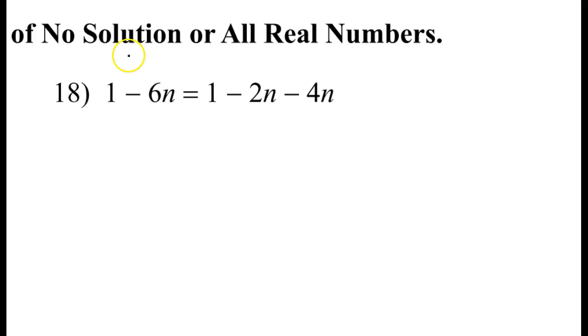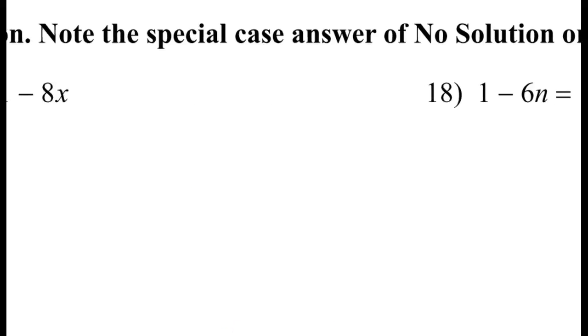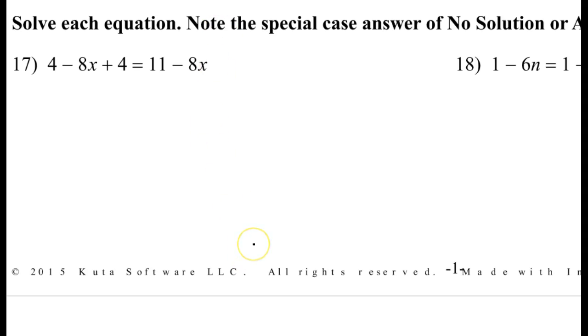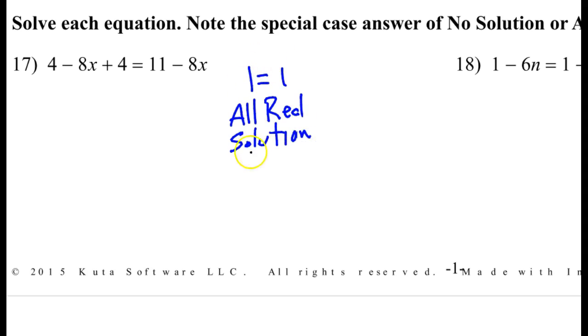How do you know if you have a no solution or all reals? What was the key that lets you know if it's all real solutions or no solution? Recall that if we had something like 1 equals 1, we said that it was all real solutions. So if it was a true statement, it was all real solutions. If we had something like 1 equals 0, we said that's no solution because 1 is not equal to 0. It's a false statement.